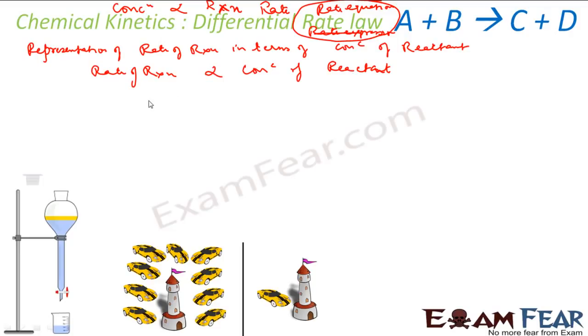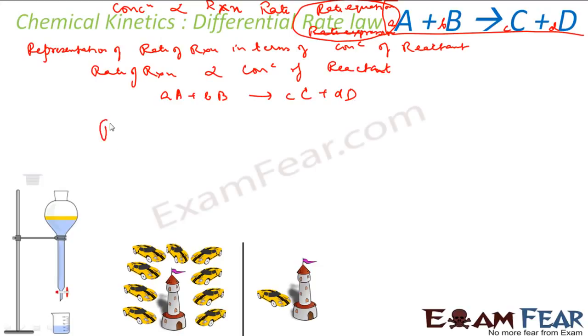Now let's suppose there is a reaction A plus b gives c, or let's put the value here: small a, small b, small c, and small d. That means I am putting some stoichiometric coefficient here. That means small a moles of capital A plus small b moles of capital B gives small c moles of capital C plus small d moles of capital D.